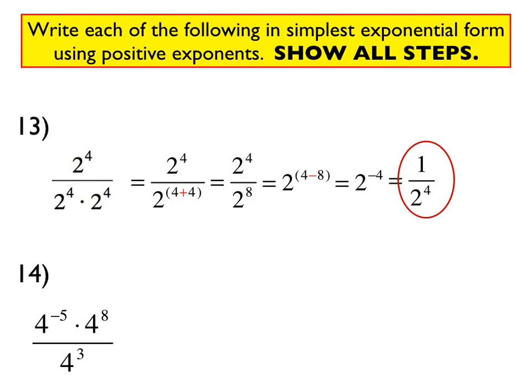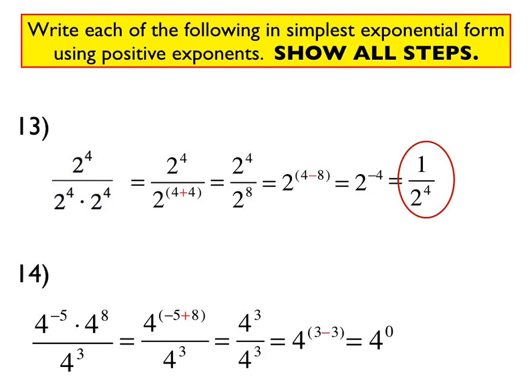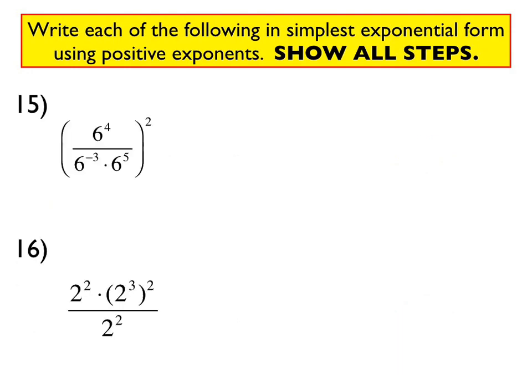We're simply following the order of operations. In number 14, we should simplify within the numerator first. 4 to the negative 5 times 4 to the 8th is 4 to the 3rd. So now we have 4 to the 3rd over 4 to the 3rd, which of course is 1 for several different reasons.